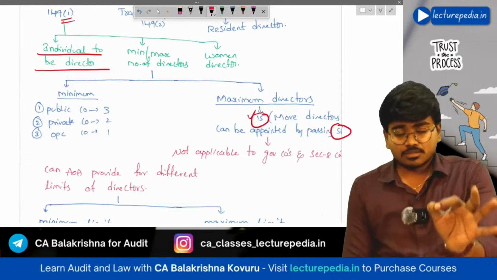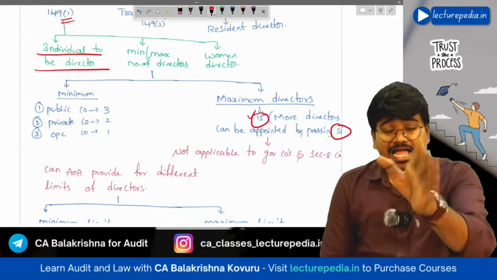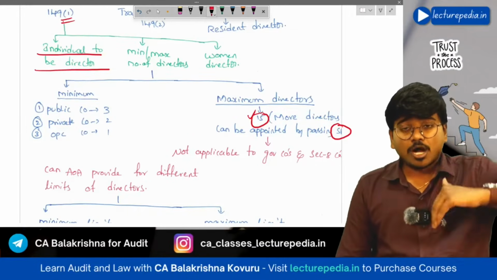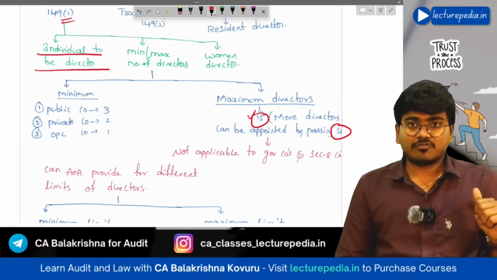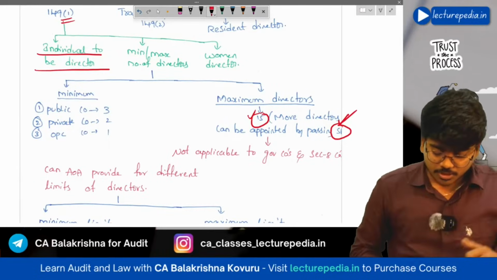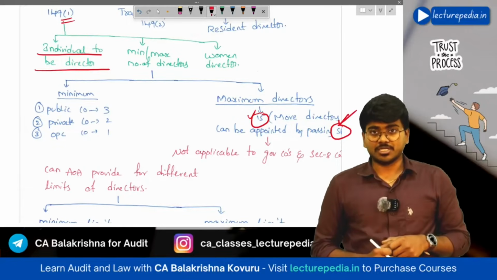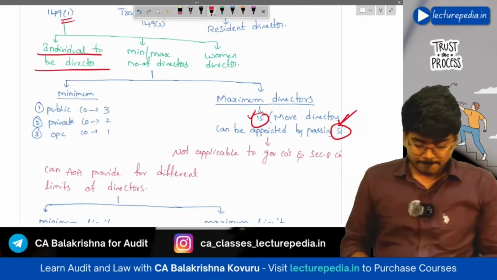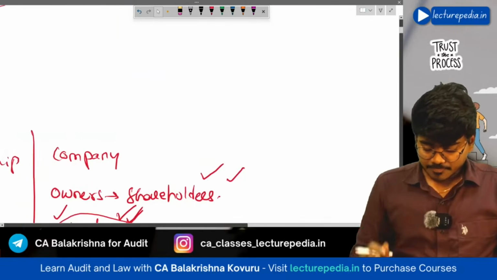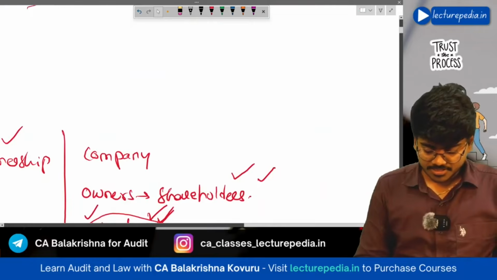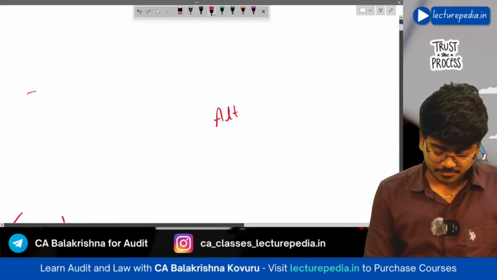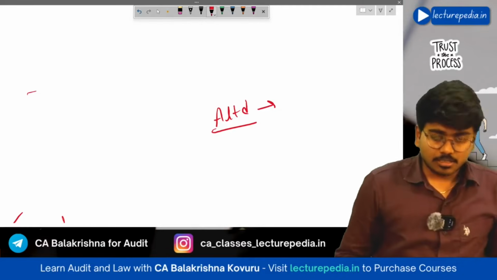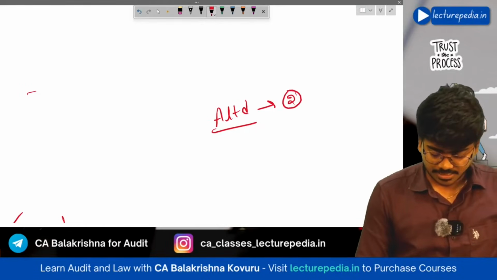The maximum number of directors prescribed by the Act is 15, but the Act says that if any company wants to appoint more than 15 directors, then you can appoint such additional directors by passing a special resolution in the general meeting. Hope that is clear. So that is with respect to the maximum number of directors. Coming to the minimum number of directors, let's say there is a private limited company, A Limited. As per the Act, the minimum number of directors that has to be there in A Limited is 2, right?